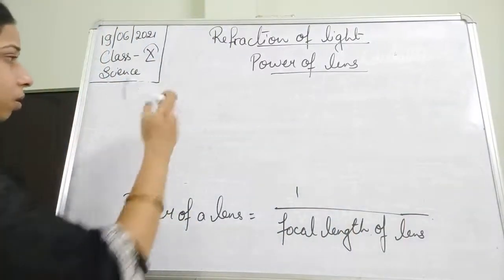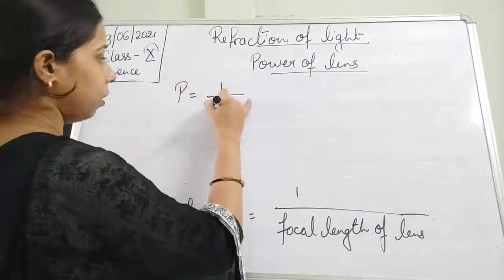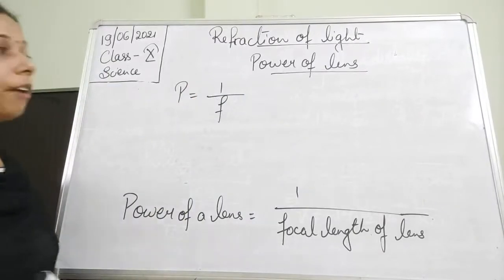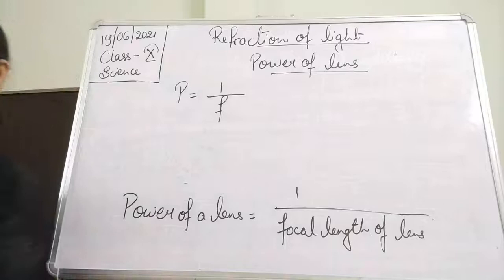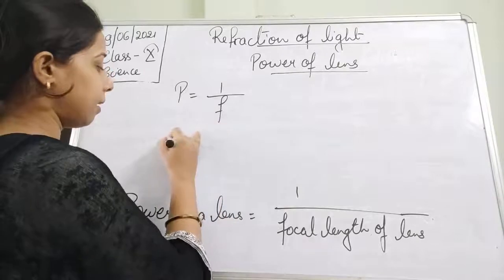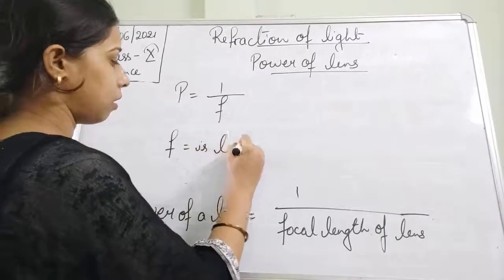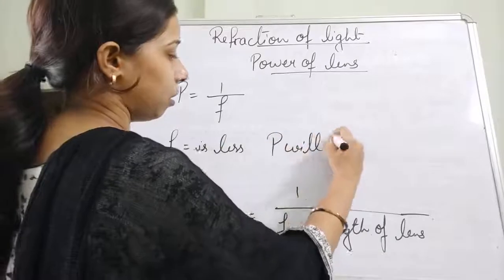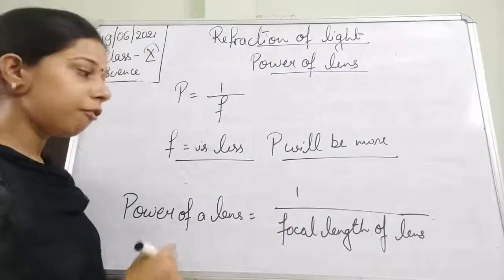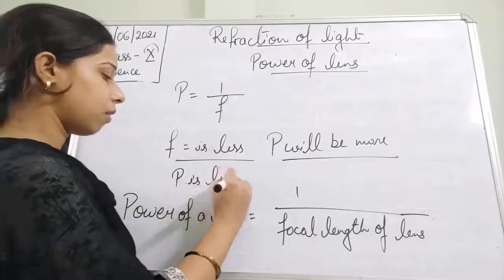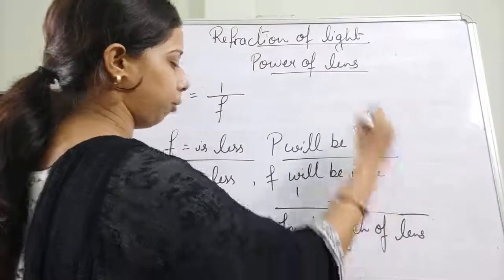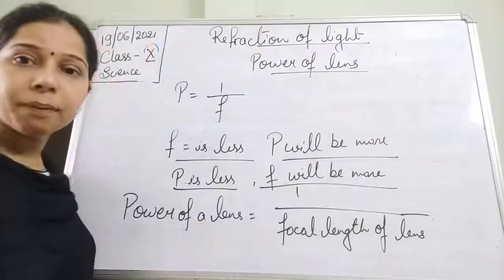P is equal to 1 by F. P is the power of the lens and F is the focal length of the lens. So if we have understood this, if the focal length is less, P will be more. If P is less, focal length will be more too.